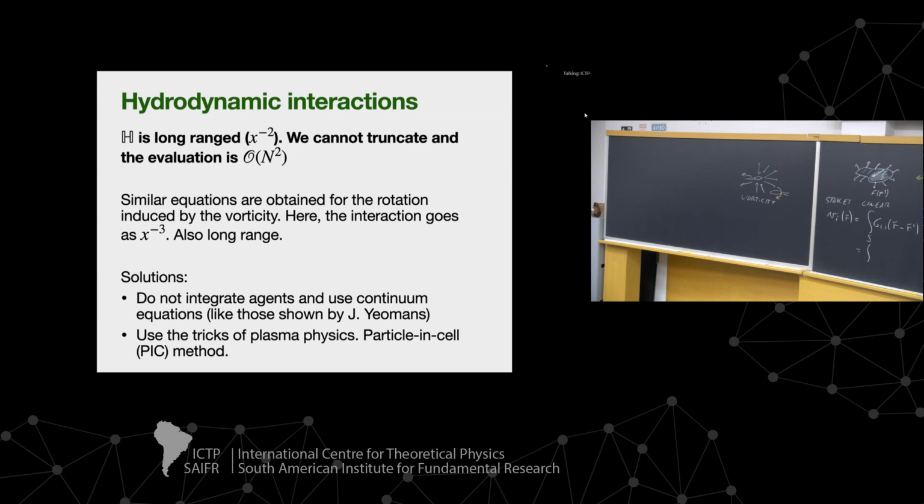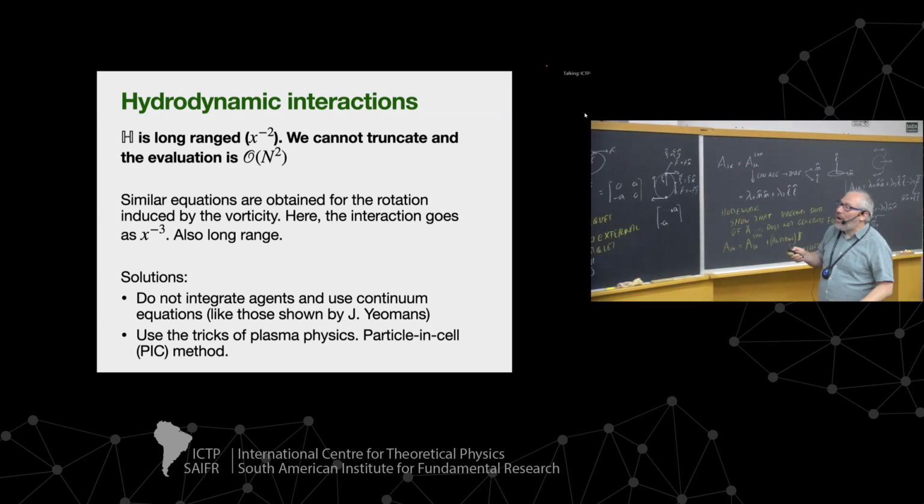You can compute that, and the interaction in this case goes like 1 over distance cubed. That is also long range, and you also have to sum all the vorticities around. Yes, please.